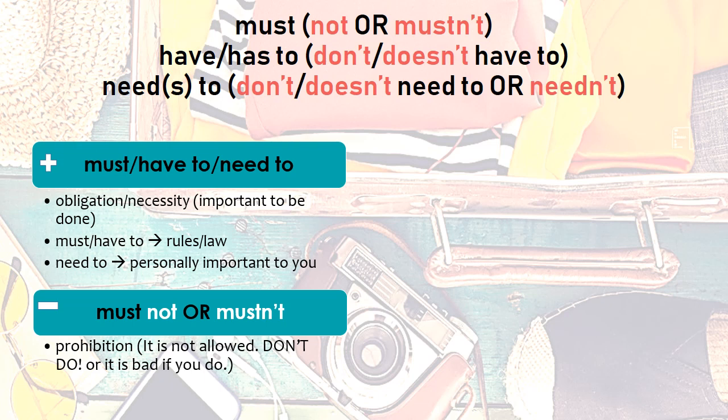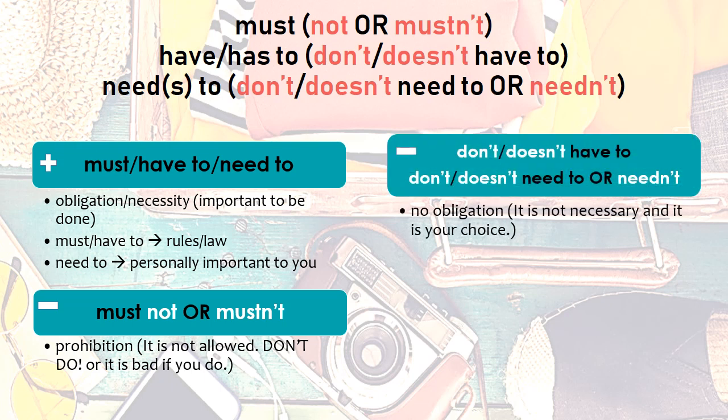Okay, now move to the negative of have to and need to. Don't have to or doesn't have to, then don't need to or doesn't need to. We can also say needn't. This is to show no obligation. So it is not necessary and it is your choice.